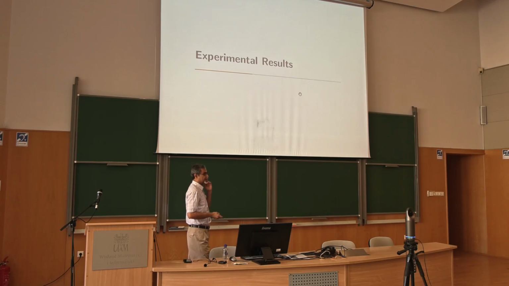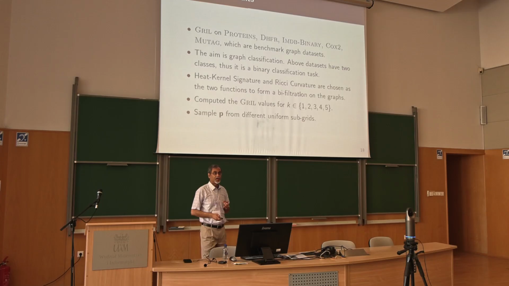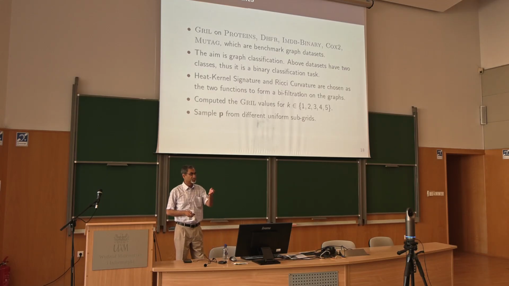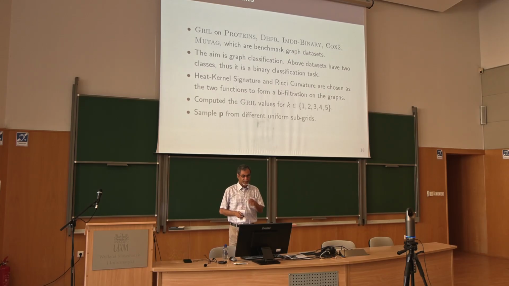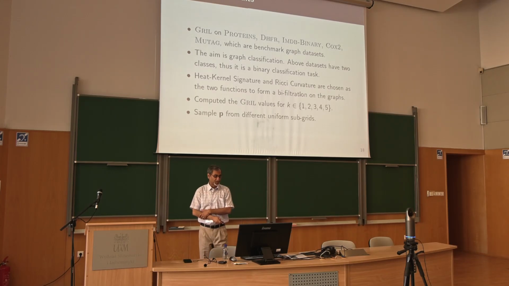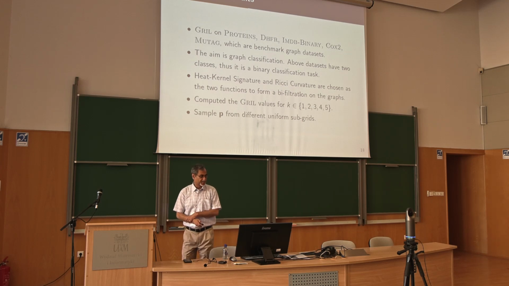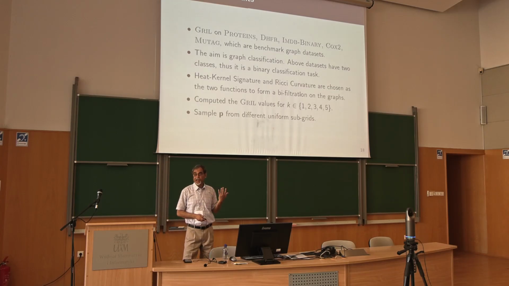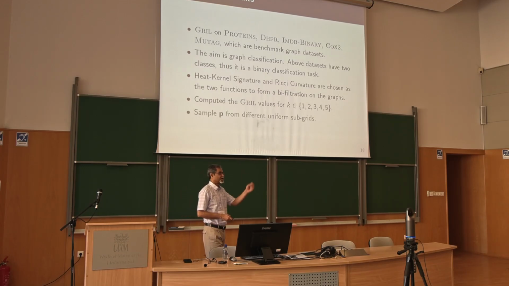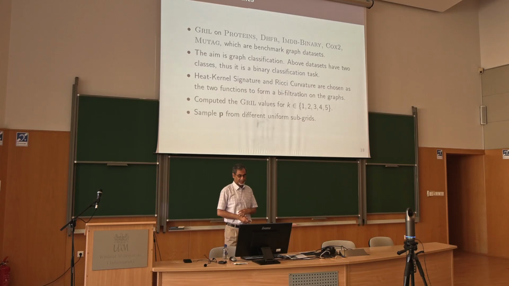Okay, so we applied this to several data sets. Those of you who have worked on neural networks will know these well-known benchmark data sets: proteins, DHFR, IMDb binary, COX2. These are graph data sets, and we wanted to do classification of these graphs because many papers use them, so we can compare our results with theirs. That's why we chose them.